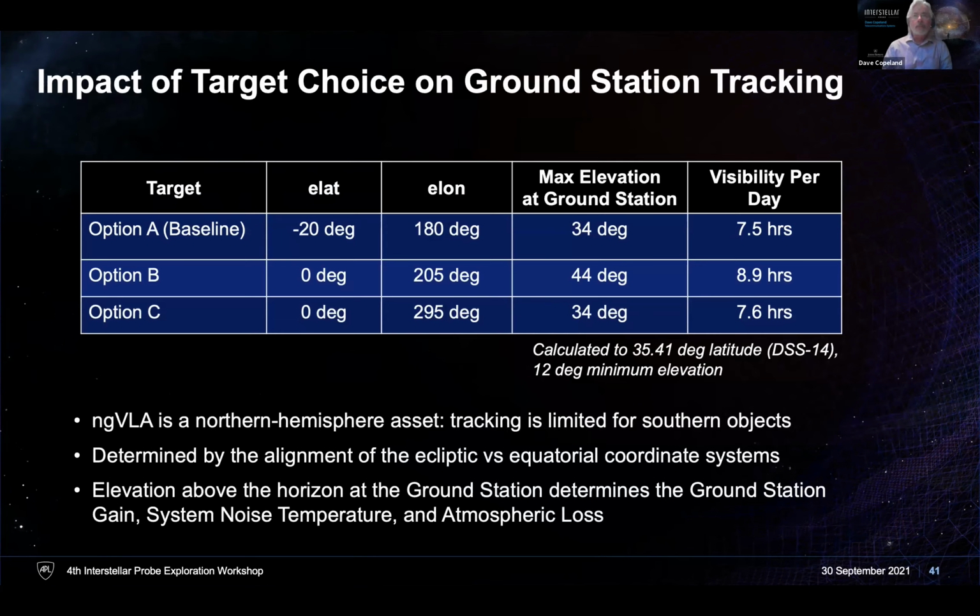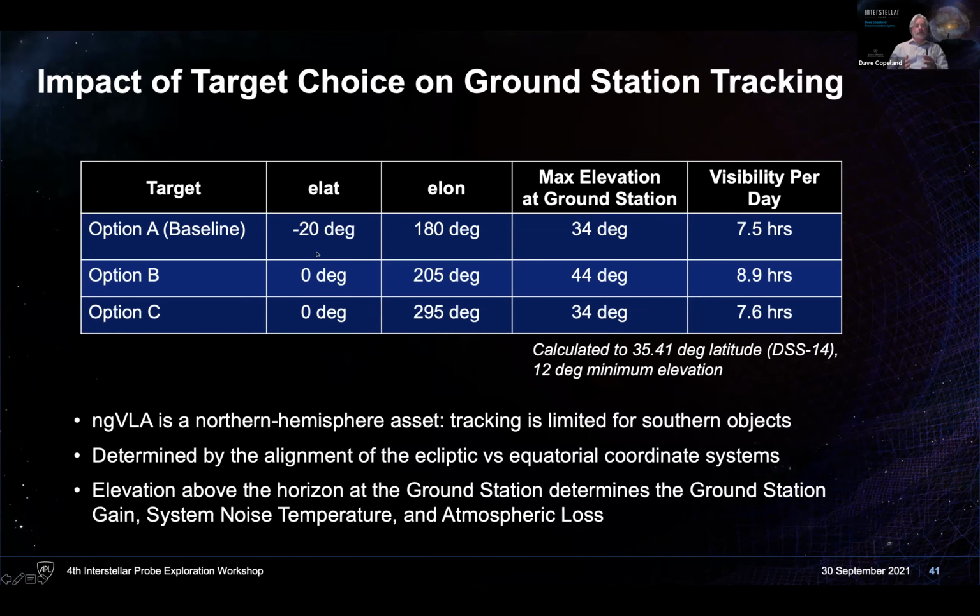Okay, this is one point that Pontus brought up earlier in the week: what's the impact of the target choice on the performance we're going to see at the ground station. So again, using the NGVLA as our national case, one thing to consider is that it is a Northern Hemisphere asset. So the targets that we're choosing aren't necessarily going to be high in the sky to those assets. So we have to look at what is the possible degradation of performance, and can we truly see the spacecraft for what we're going to need for tracking. I apologize. I believe that should be minus 22 degrees for the baseline instead of minus 20.